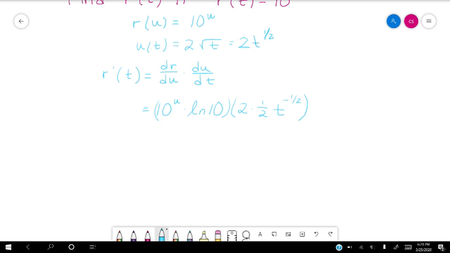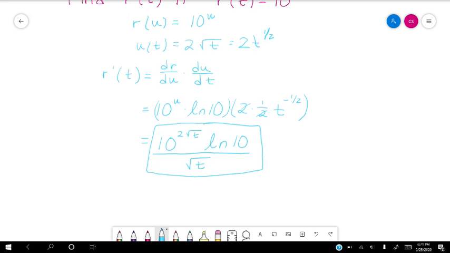Okay. And then, of course, we started with t's, so let's return to t's. So u is 2 root t. Natural log of 10. Let's see, 2 times 1/2 is 1. And t to the negative 1/2, I'm going to send that downstairs because it's a negative exponent. And t to the 1/2 is just the square root of t. So I'll write it like that. And that's your derivative. Okay, good.